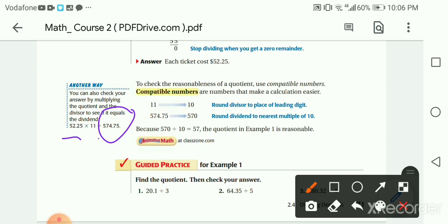Here I have 11. Round the divisor to the place of the leading digit. So 11's leading digit is 10, and I have 574.75. What's the leading digit here? Yes, it's 570. What does leading digit mean? Round the dividend to the nearest multiple of 10. So 570 divided by 10 is 57. So the quotient in Example 1 is reasonable, right?